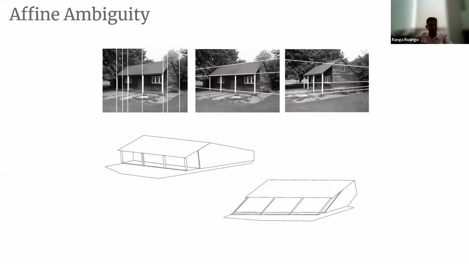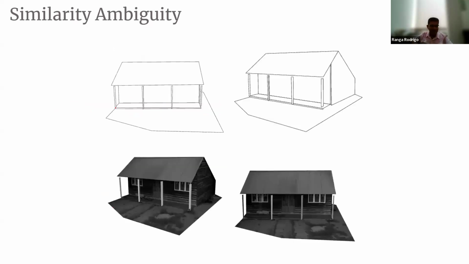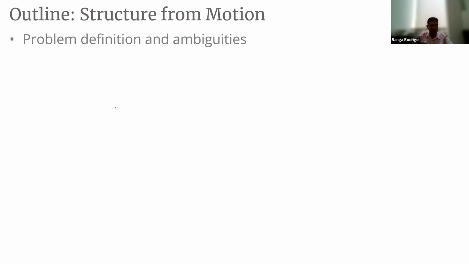So like so. So the similarity ambiguity remains after reconstruction if it obeys orthogonality constraints. That means we know the perpendicular lines in the camera parameters and scene. So then we can obtain the reconstruction up to a similarity ambiguity.